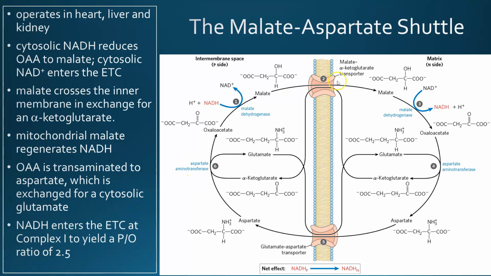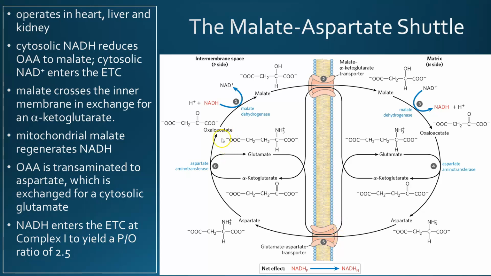This shuttle requires 2 transport proteins, one which is a glutamate aspartate transporter. Take a look at the structure of aspartate and glutamate. You'll notice that they're very similar but just differ by 1 CH2. And then you have a malate alpha-ketoglutarate transporter. Take a look at those and you'll see the same thing. They're very similar in structure. They differ only by 1 CH2 and 1 carbonyl versus alcohol. Those transporters are additional proteins that are required.